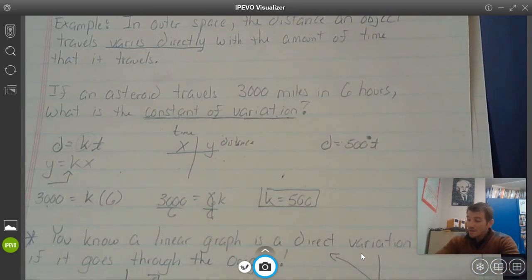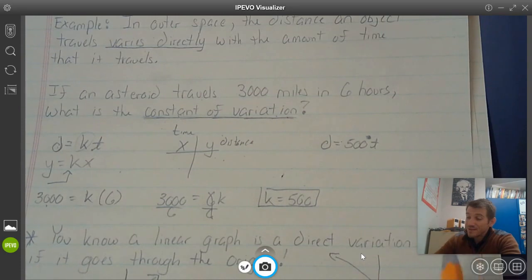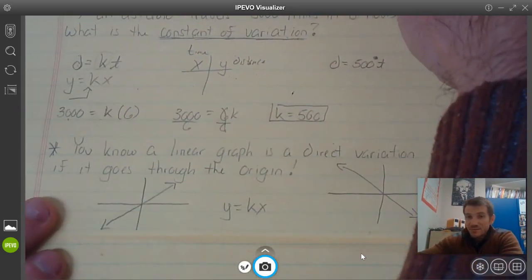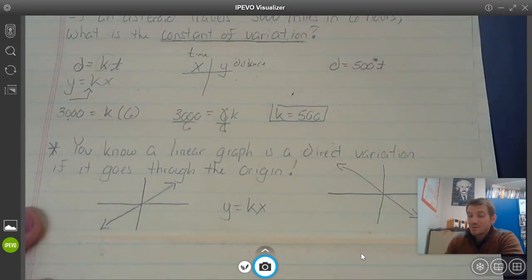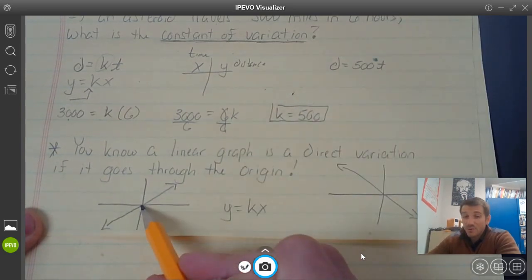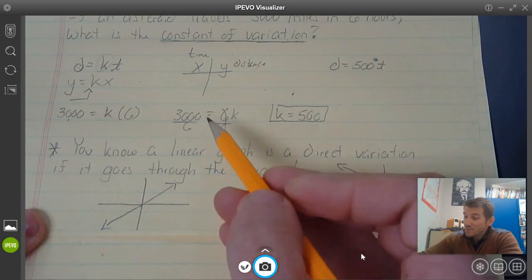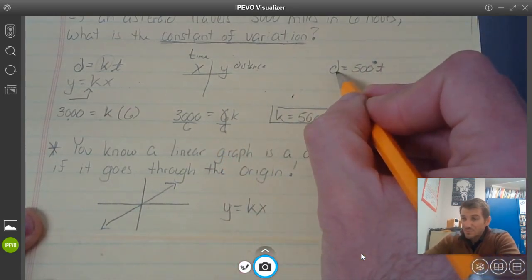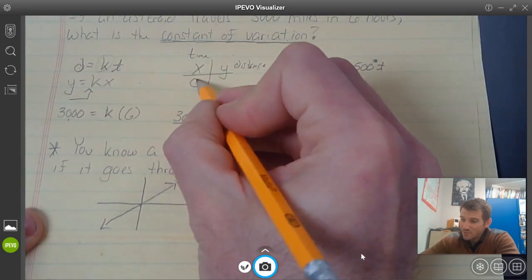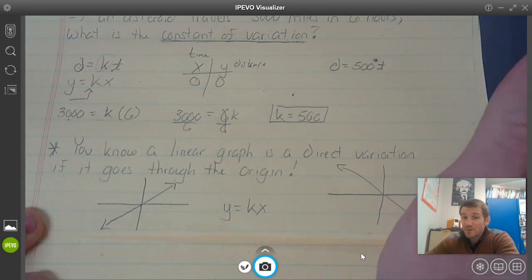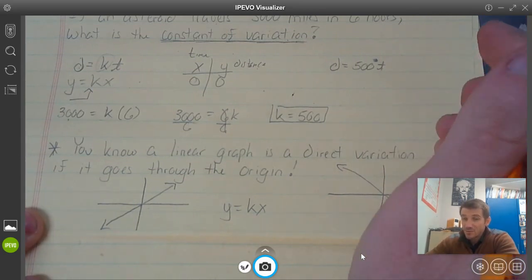All right. Last thing to mention is if you ever see a physical graph such as these, and they ask you, is it a direct variation or not? The easiest way to do things is if you see a physical line, just make sure it goes through the origin. Because even in this problem, if my time was 0, my distance would be 0, correct? If time was 0, how far would it travel? Nothing. So that's how you know something's a direct variation, is if it goes through the origin.